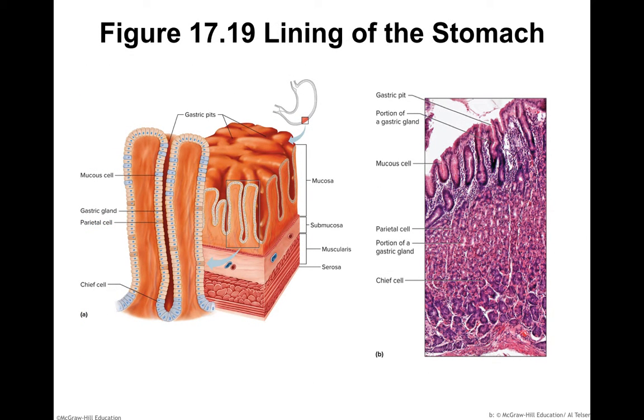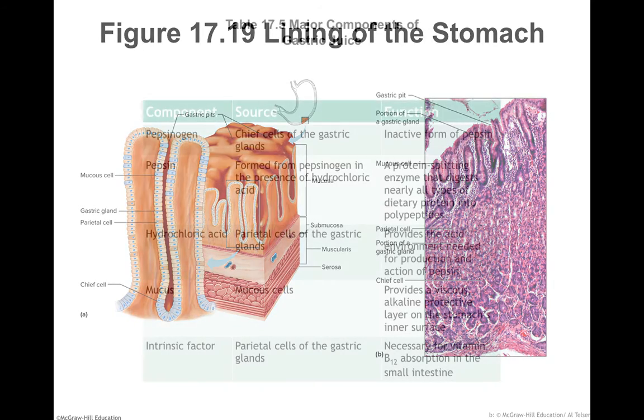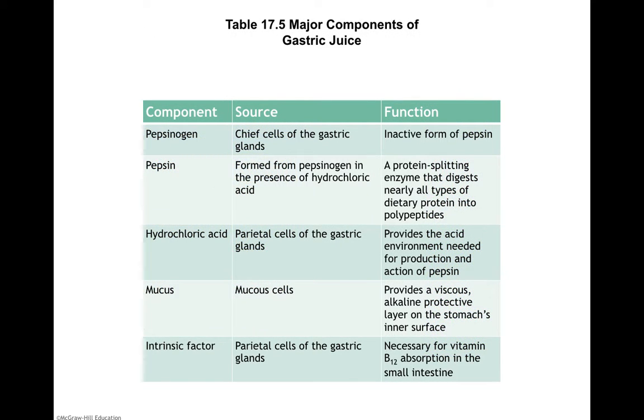So these gastric pits appear in the lining of the stomach, and they are lined with combinations of mucus cells, gastric glands, parietal cells, and chief cells, producing the things we just discussed, as shown here.